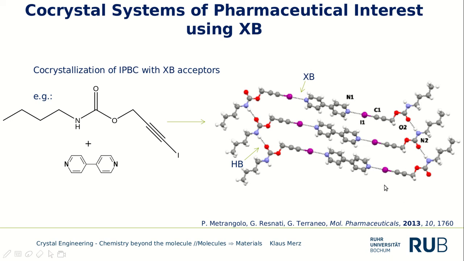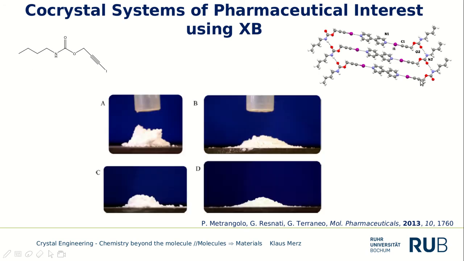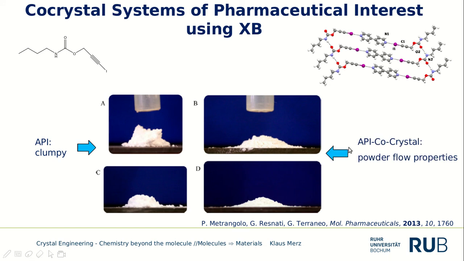So it works. The question is, what's going on with the properties? We can compare our API with the co-crystal. Talking about the formulation with clumpy properties, in this case you see it's really clumpy here. And in this case, this is the powder of this API co-crystal. Once again, a nice example of how you can use halogen bonding in pharmaceutical co-crystals.